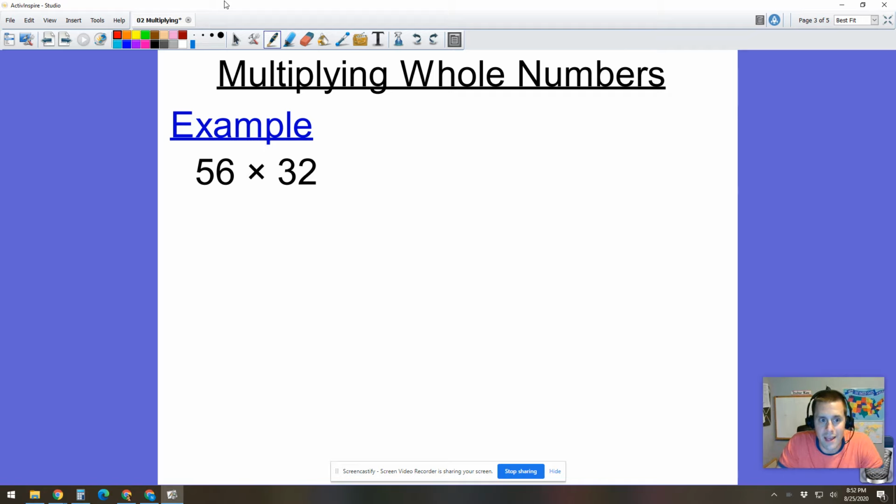So to work this problem out by hand, the first thing I should be doing is rewriting this problem vertically. So I'm starting with the 56 times, and then 32 underneath.